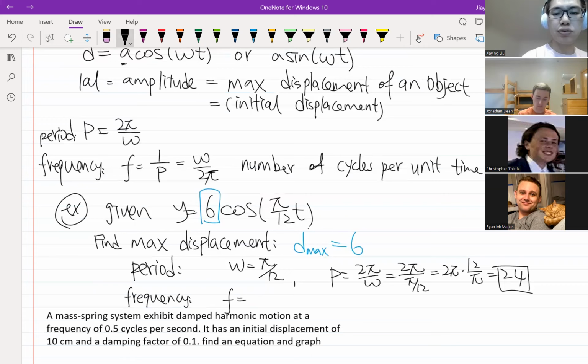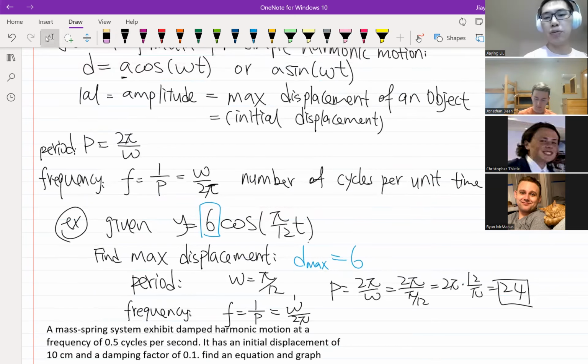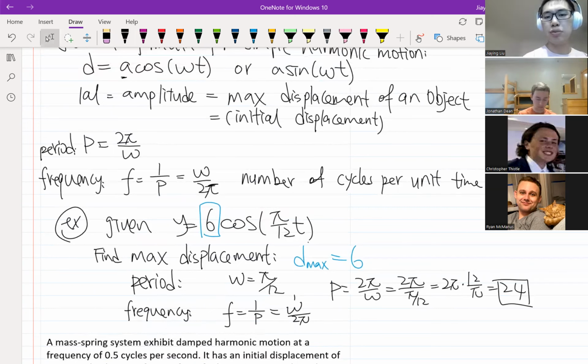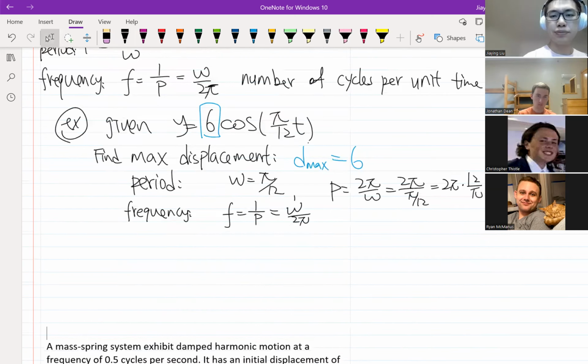And if we want to find the frequency, so f is equal to 1 over p. It's also equal to omega over 2 pi, depending on which one you use. So you could write 1 over the period. Remember, period is equal to 24. So it's going to be 1 over 24. So that's the frequency. It only finishes 1/24th of a cycle in 1 unit time.